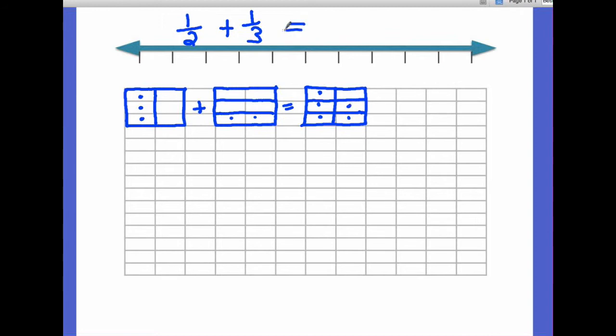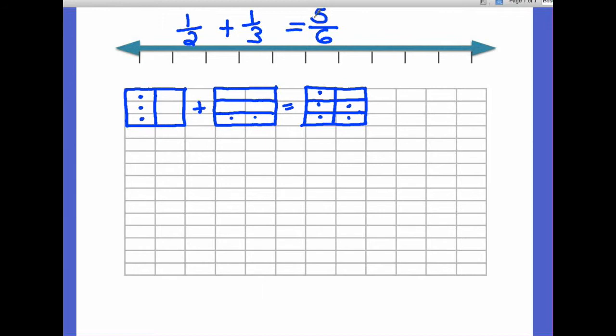One half plus 1/3 equals, what do you think? How many total boxes do we have now? In this one, how many total boxes? We have 6. Remember, the denominator tells how many total we have. And then how many dots do we have? 5. And the 5 says how many out of the 6 we have. So 1/2 plus 1/3 equals 5/6.